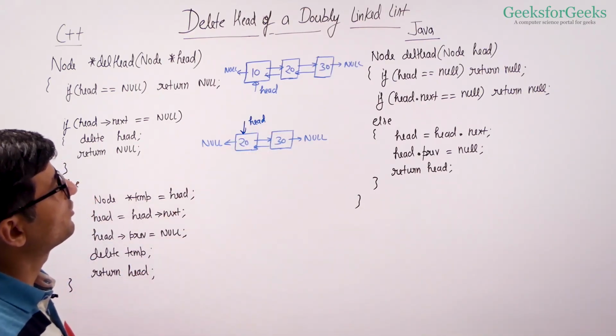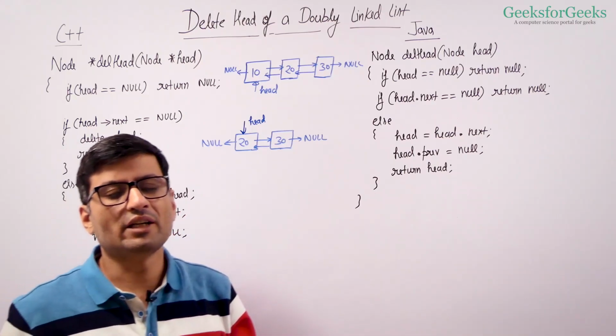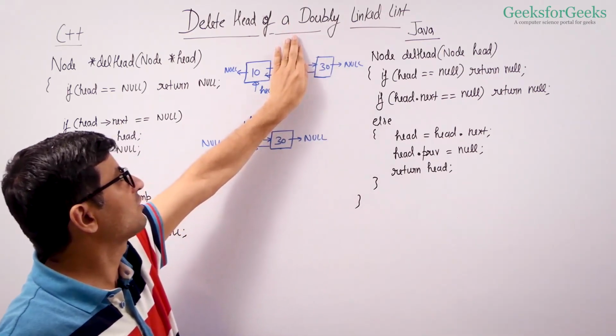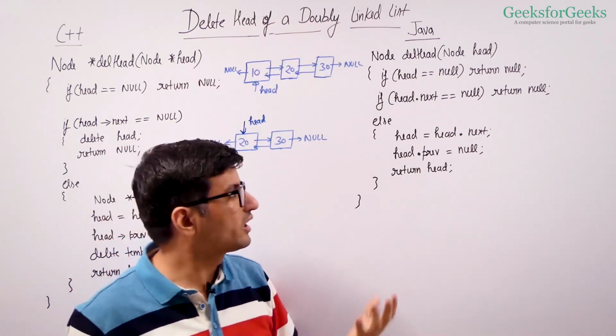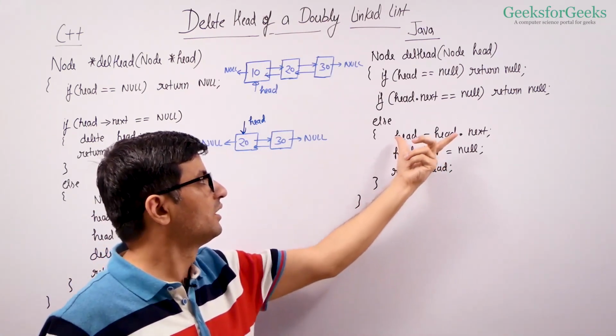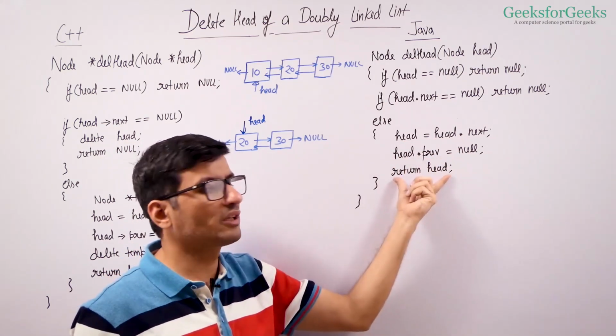To do all this, we simply need to do head equal to head's next. And once head comes to this node, we need to change head's previous to null. That's all we need to do. That's all we have written in Java. We do head equal to head next, we do head previous equal to null, and we return head.